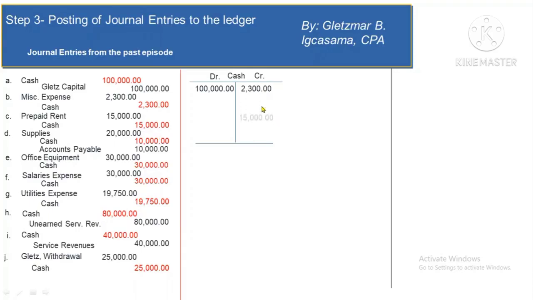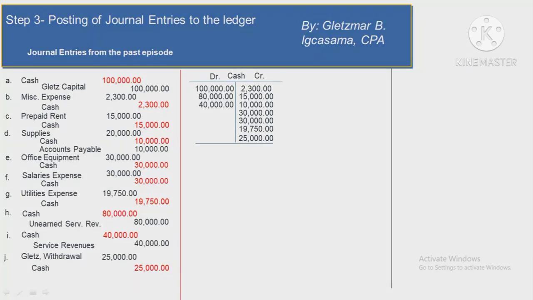So 23, 15,000, 10,000, and this 30,000, and another 30,000, and another 19,750. And then there is a debit of 80,000, so you put it on the left side, and another 40,000, and the last credit cash 25,000 will also be on the right side. So that's how you post.